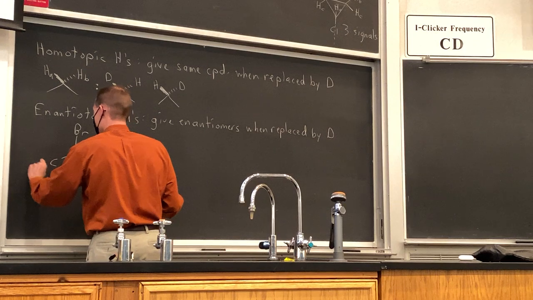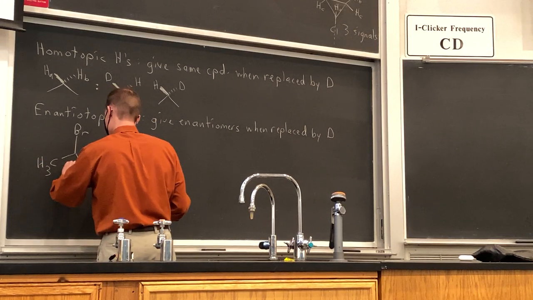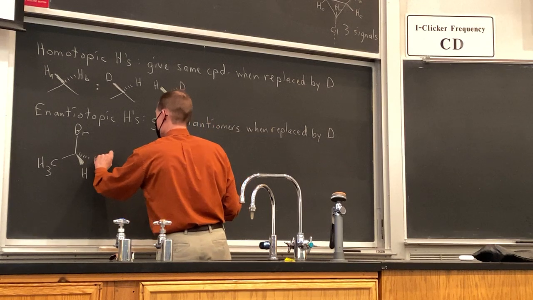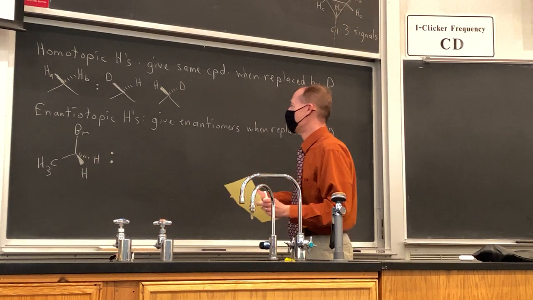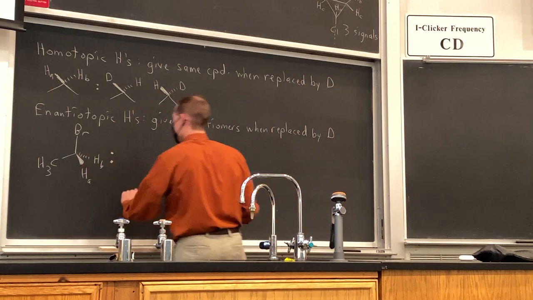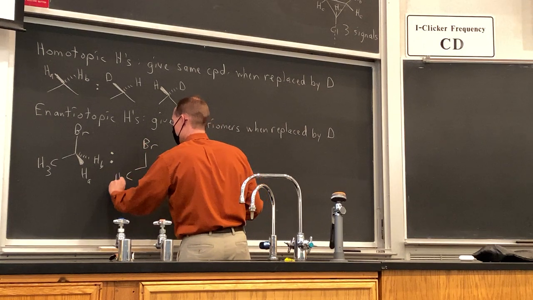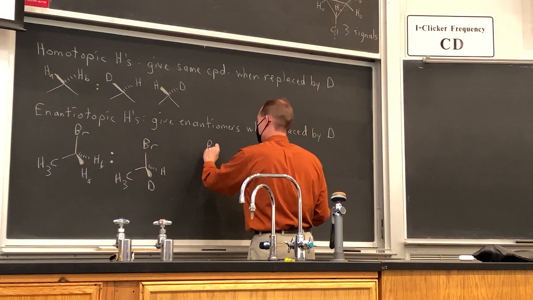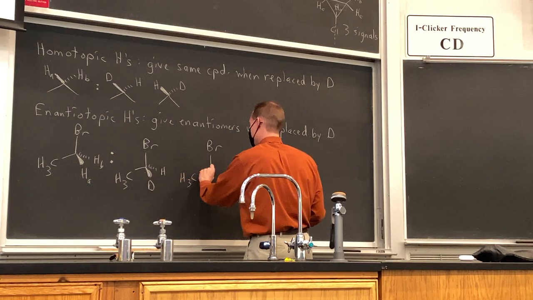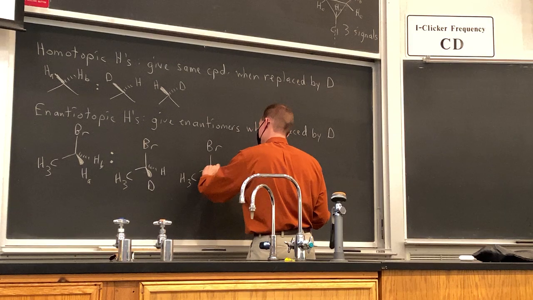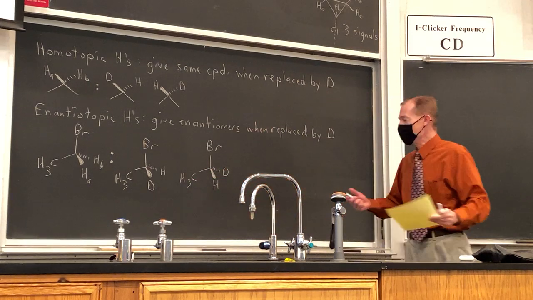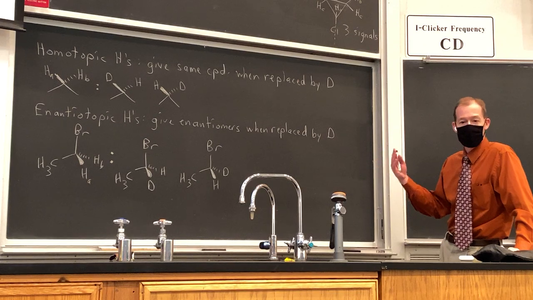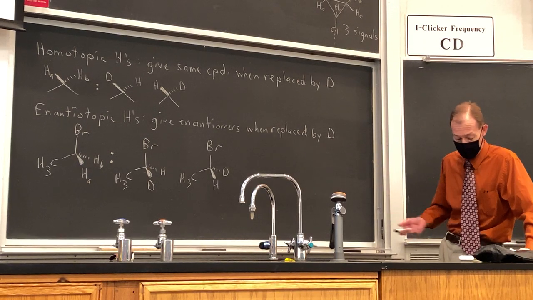So here's an example of enantiotopic hydrogens. This is bromoethane, and the CH2 or the methylene hydrogens of bromoethane. If we replace them separately with deuterium, what we find is that these are enantiomers of each other. Okay, you can see the way I've drawn them. They're not superimposable. If we were to rotate one of those structures 180 degrees, you would see that they are mirror images of each other.